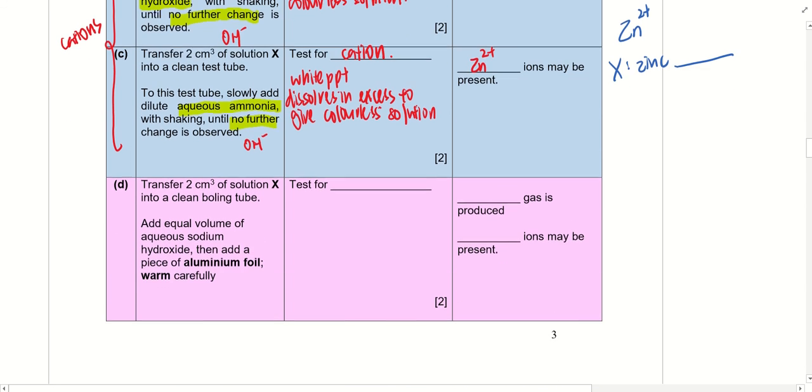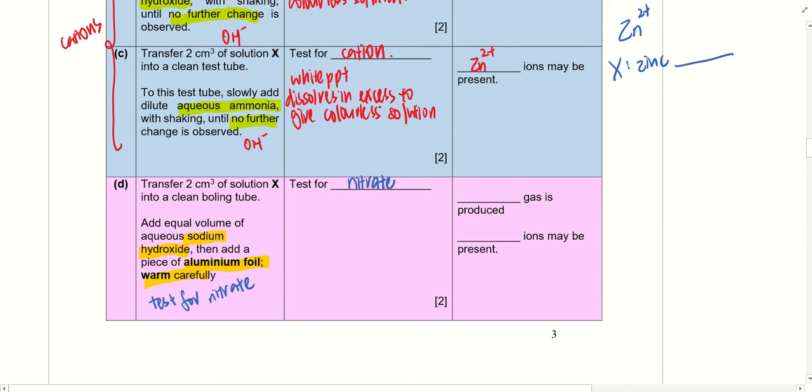Next we look at part D. The instruction asks for sodium hydroxide, aluminum foil, and warm. Once you look at this, you should immediately recall what experiment requires aluminum foil, and hopefully that reminds you that this is a test for nitrate. So we write down nitrate.